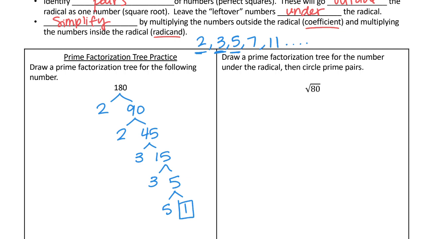So what you'll notice is if you were to take all the numbers on the left here, so 2, 2, 3, 3, and 5, and multiply them, 2 times 2 times 3 times 3 times 5, that's going to get you back to 180. Okay?